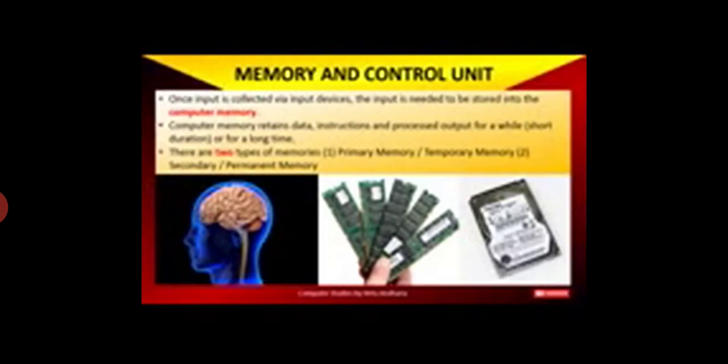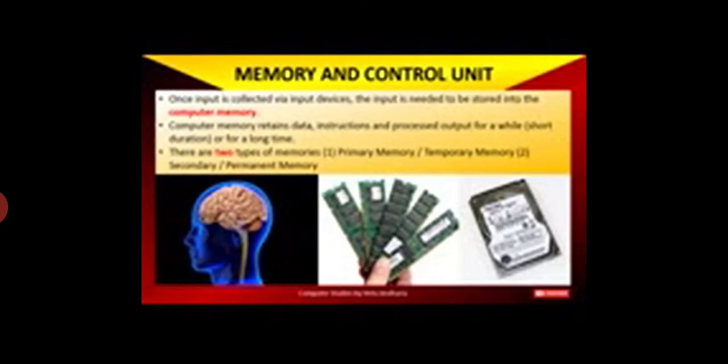So after the input unit, we come to the next unit, and that is memory and control unit. Once the input is collected via any of the input devices, the input needs to be stored in the computer memory. Computer memory retains data, instructions and processed output for a while or for a longer time. There are two different types of memories which are known as primary memory and secondary memory, or temporary memory and permanent memory. See, here I have given a picture.